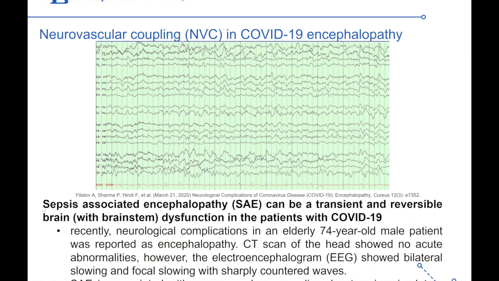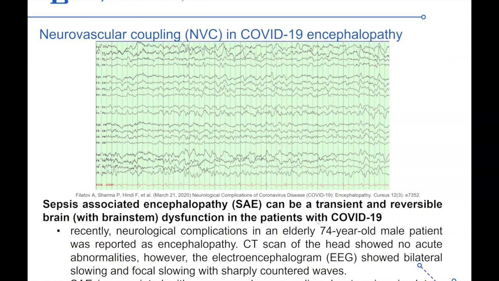So we already know that there is something called sepsis-associated encephalopathy, SAE, which is a transient reversible brain dysfunction and can have this brainstem effect in patients. And especially in COVID, there is sepsis syndrome. So we are trying to see if that can be identified early using brain imaging, especially since if the brainstem gets affected, then that can lead to respiratory distress. So it may be that the brainstem is affecting the respiration.